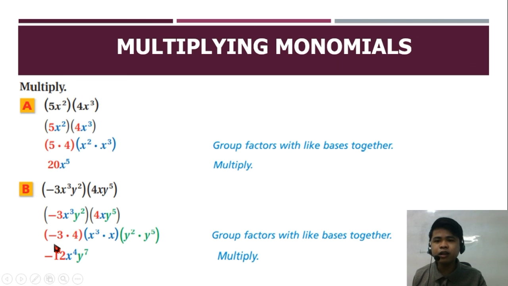Why? It is because we just multiply negative 3 and 4. Negative 3 times 4, the answer is negative 12. x cubed times x, the answer is x raised to the exponent 4. Then lastly, y squared times y raised to the exponent 5. Just copy the base, then add the exponents. 2 plus 5, the answer is 7. That's why the answer is negative 12x raised to the exponent 4, y raised to the exponent 7.